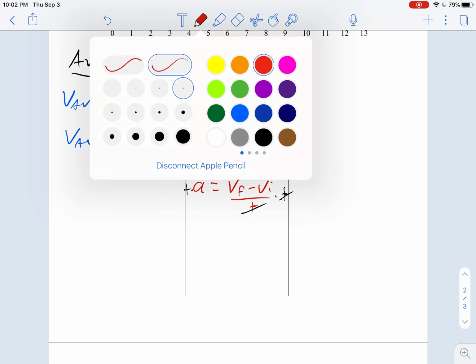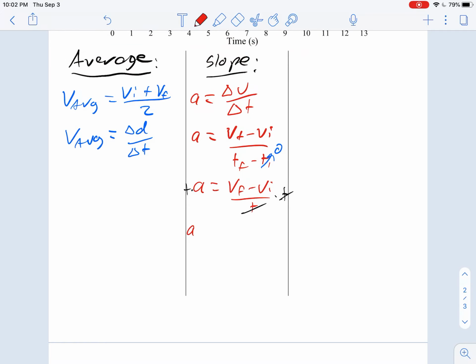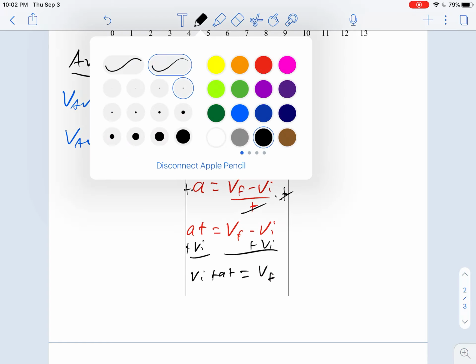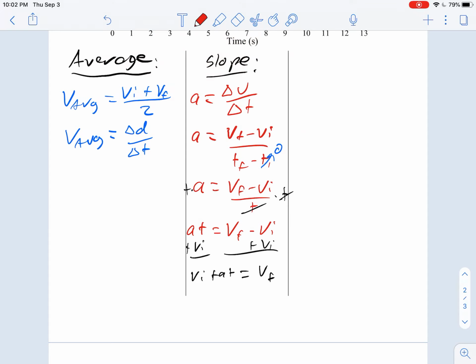Then I'm going to rewrite this. By the commutative property of multiplication, acceleration times time is equal to V final minus V initial. Then I'm going to add the initial velocity over to the other side of the equation, and I wind up with VI plus AT is equal to VF. Traditionally, we just flip it around, moving the things on the left to the right, to get the general form: final velocity is equal to initial velocity plus acceleration times time.